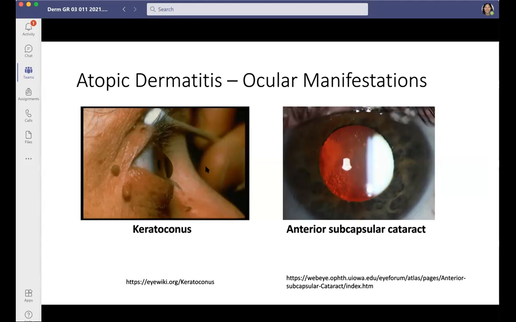So that's something to keep in mind, as well as we had mentioned before, with steroids, you can get a posterior subcapsular cataract. With atopic dermatitis, the classic association is an anterior subcapsular cataract. Again, it's not something we need to do routine screening for, but if people are complaining of decreased vision or glare, then we're happy to evaluate.